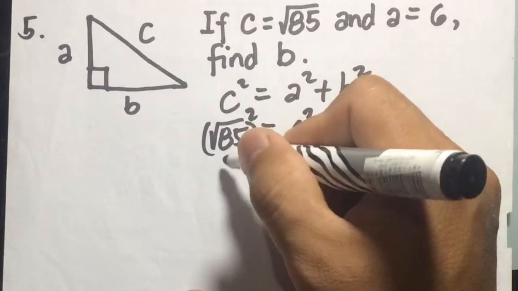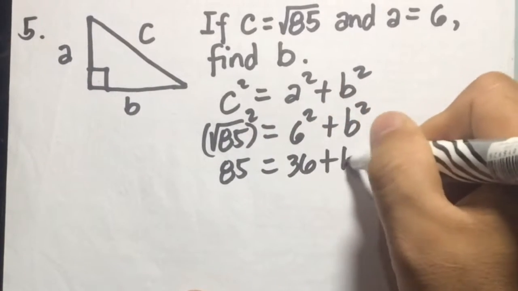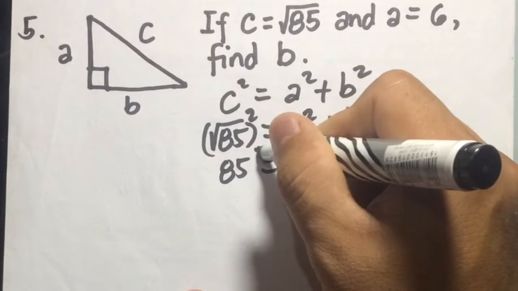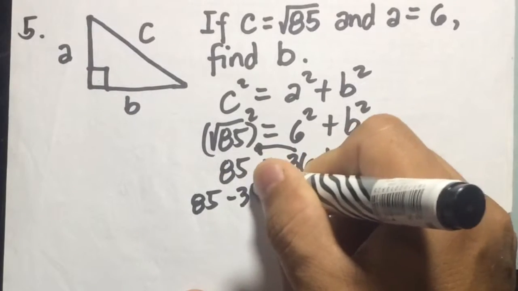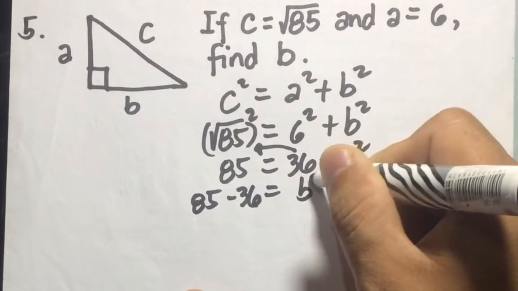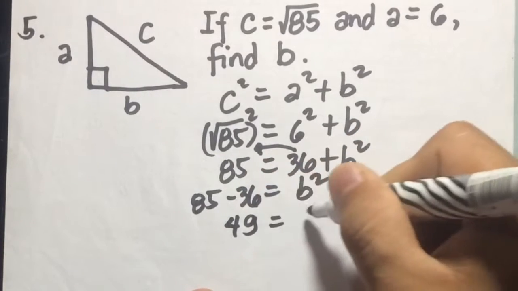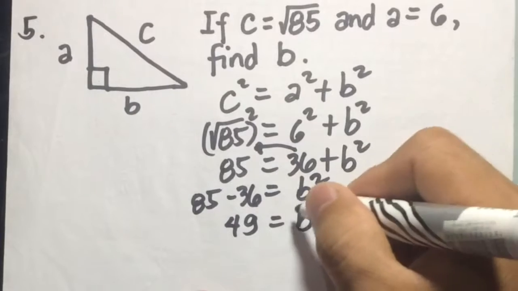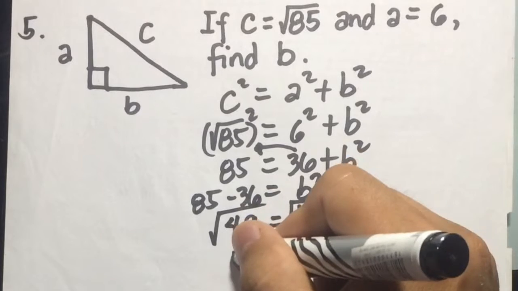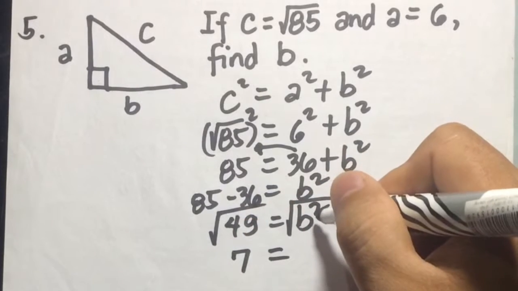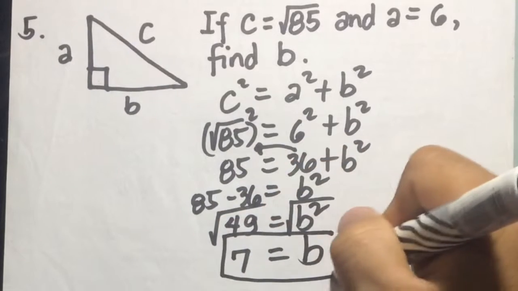The square root of 85 squared is 85, then 6 squared is 36, then plus B squared. Then transpose 36 to the left side, so we have 85 minus 36 equals B squared. 85 minus 36, that will be 49. Then this is equal to B squared. Then extract the square roots. The square root of 49 is 7. Then the square root of B squared is B. So B is equal to 7.